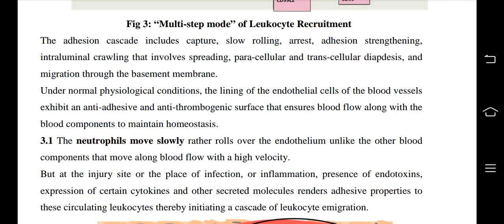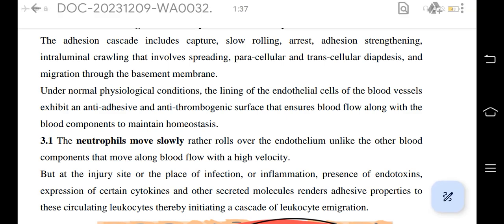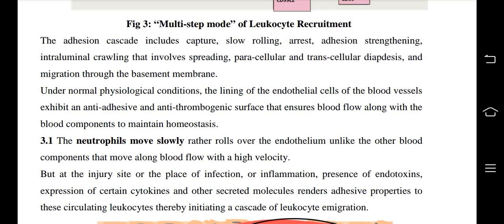The adhesion cascade includes capture, slow rolling, arrest, adhesion strengthening, intraluminal crowding that involves spreading, paracellular and transcellular diapedesis, and migration through the basement membrane. Under normal physiological conditions, the lining of the endothelial cells of the blood vessels exhibits an anti-adhesive and anti-thrombogenic surface that ensures blood flow along with the blood components to maintain homeostasis.